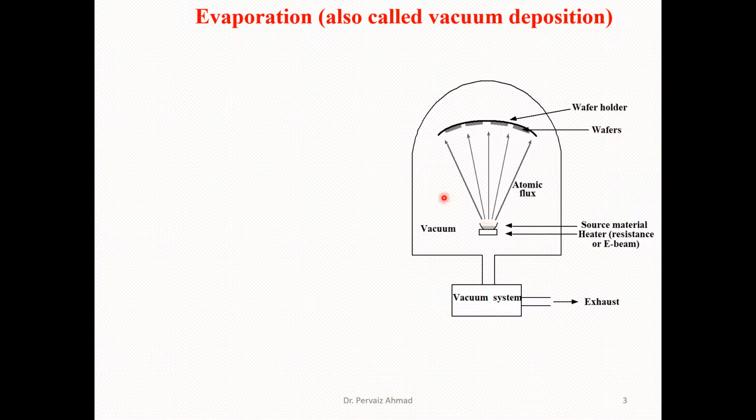Here you see that this is the chamber, and the whole chamber is evacuated to a high vacuum. Here we have the wafer holder, and this holder basically holds the wafers. When we start the process, we have the atomic flux from the source material that moves toward the wafers, where it deposits in the form of a thin film. And here you can see we have the vacuum system that is opened toward the exhaust. That is responsible for creating the vacuum in the chamber of the evaporation system.